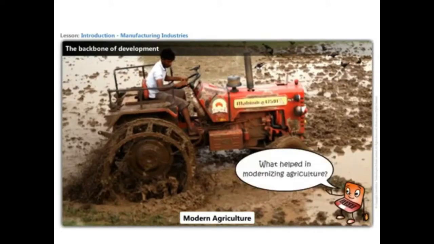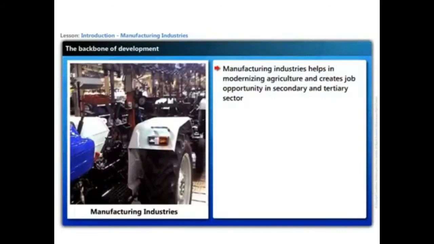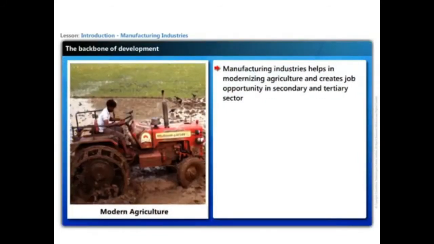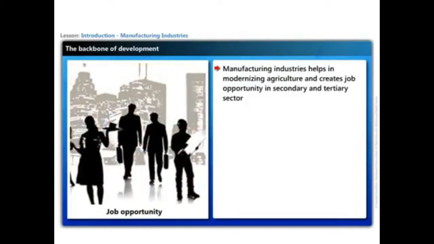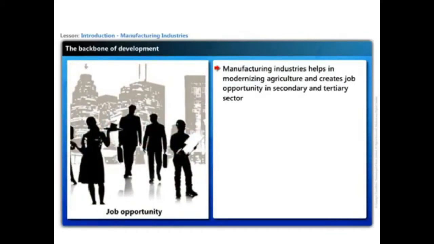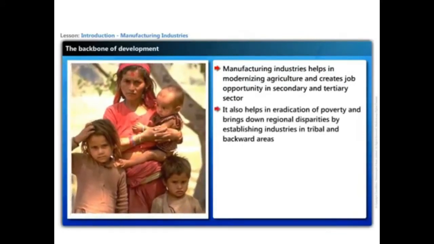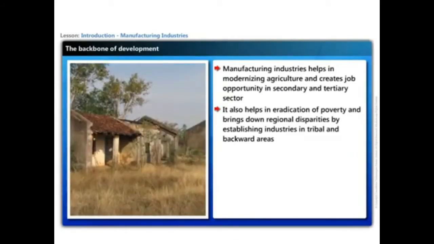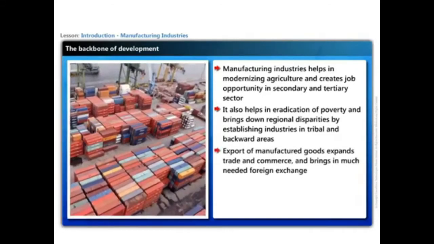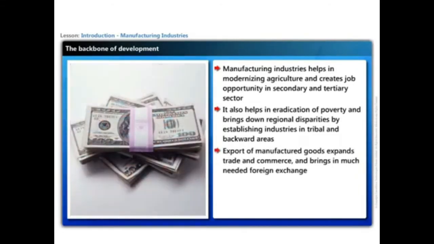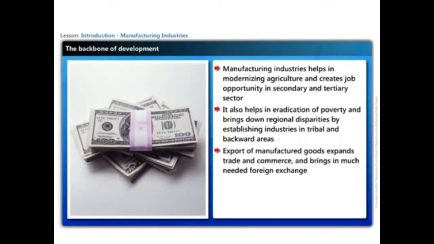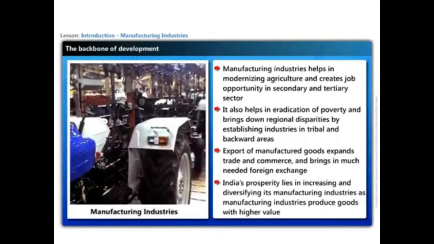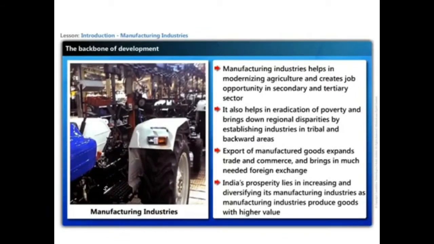What helped in modernizing agriculture? Manufacturing industries help in modernizing agriculture and create job opportunities in secondary and tertiary sector. It also helps in eradication of poverty and brings down regional disparities by establishing industries in tribal and backward areas. Export of manufactured goods expands trade and commerce and brings in much needed foreign exchange. India's prosperity lies in increasing and diversifying its manufacturing industries, as manufacturing industries produce goods with higher value.